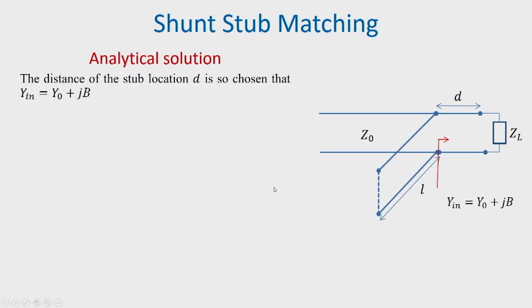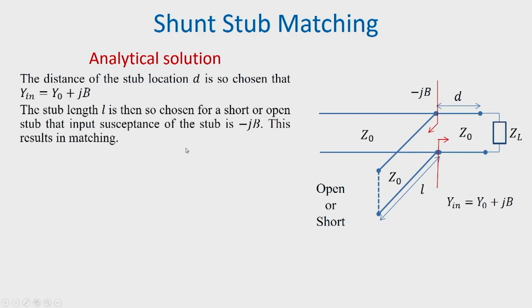Now, once we do that, next we put a stub of length L, and it may be an open or a short stub, and the length L is selected in such a way that if we look from this point into the stub, we get minus jB. So, the stub length L is chosen for a short or open stub so that the input susceptance of the stub is minus jB, and this plus jB minus jB will get cancelled, and that will result in matching.